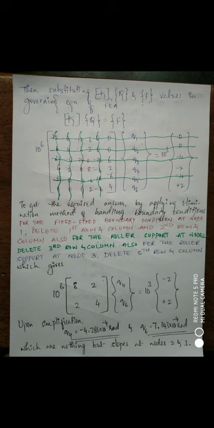When you simplify this using the calculator, you are going to get an answer for the angular displacements q4 and q6 at nodes 2 and 3 respectively as q4 equals minus 4.286 into 10 to the power of minus 4 radians and q6 as plus 7.143 into 10 to the power of minus 4 radians. Here these displacements are nothing but the slopes at nodes 2 and 3.